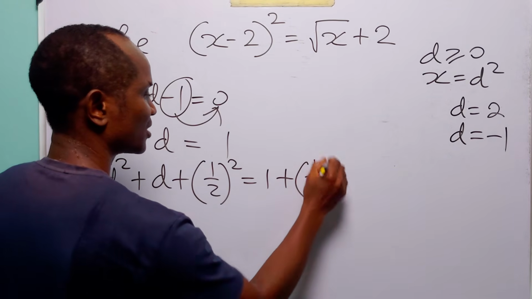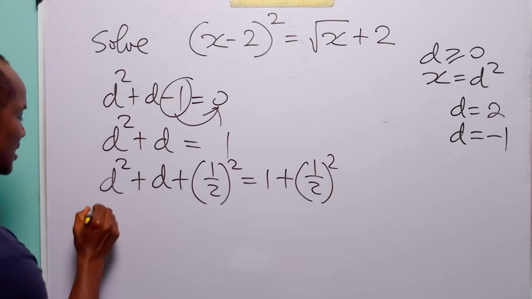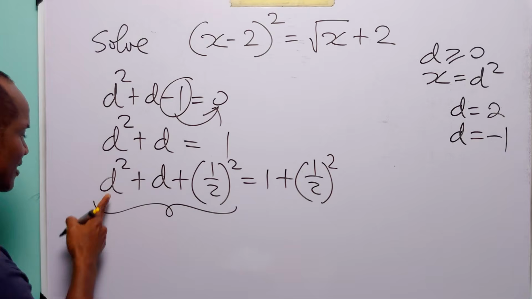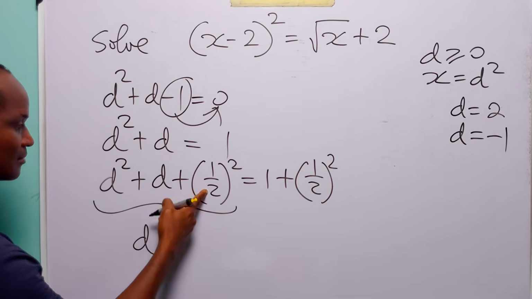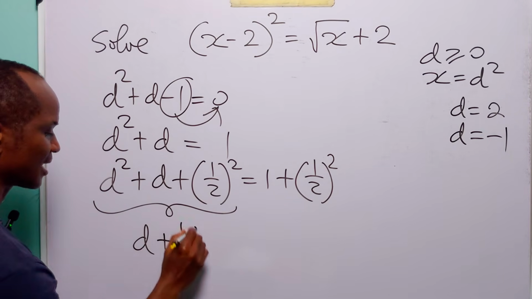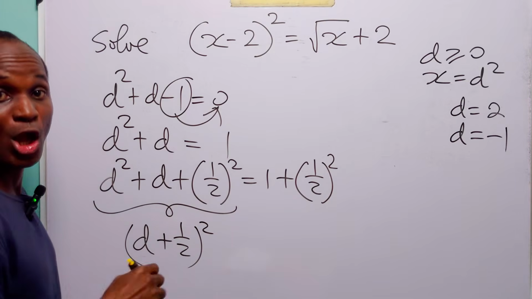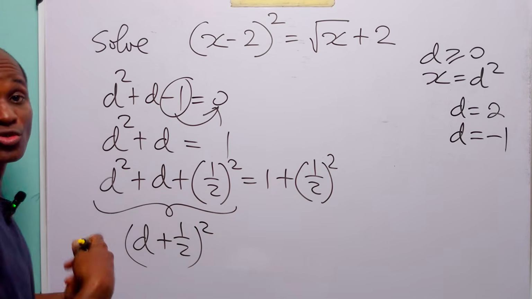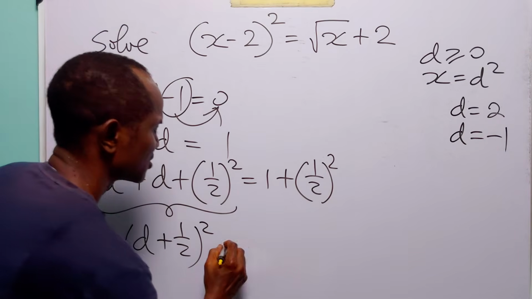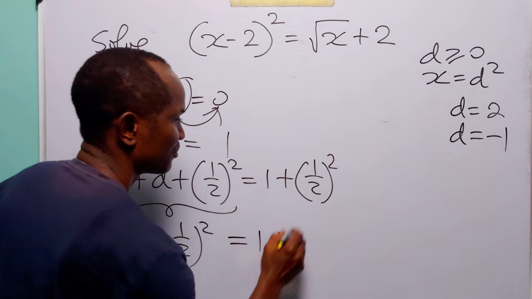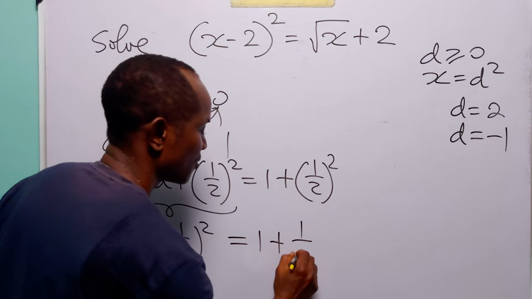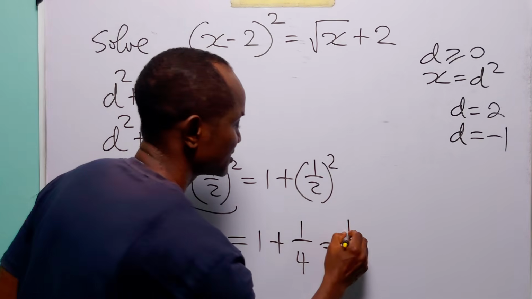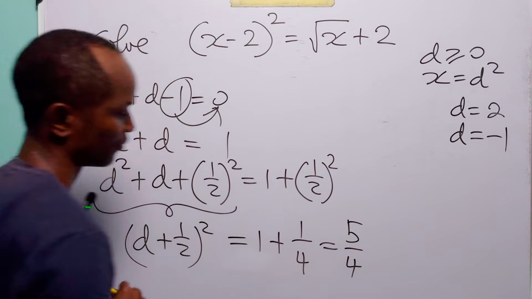Now, this is a perfect square. So this is equal to d plus half squared. Note that if you expand this, you're going to get exactly this. So nothing has changed. And of course, this is equal to 1 plus half squared, which is 1 over 4. 4 times 1 is 4 plus 1, 5. So this is 5 over 4.